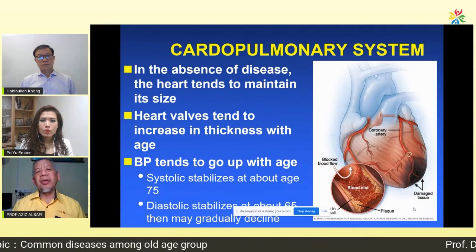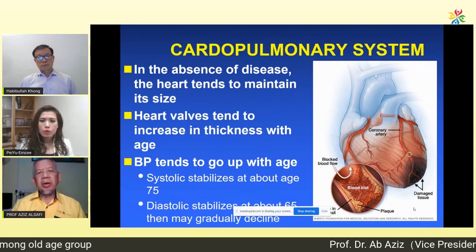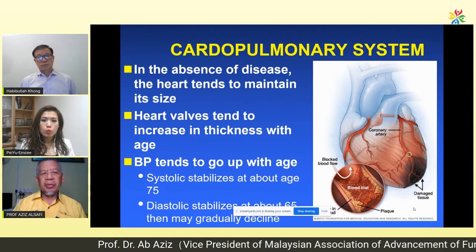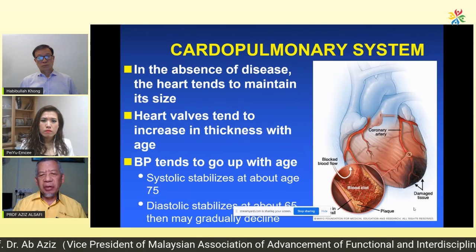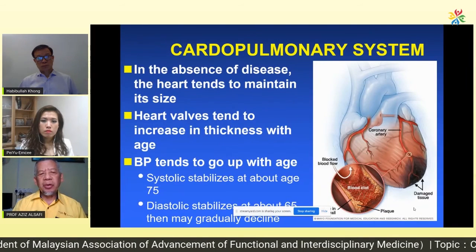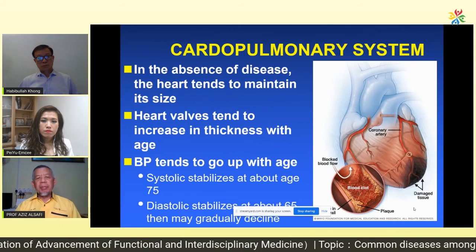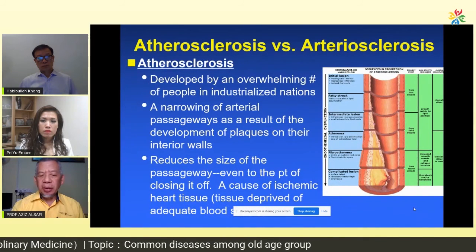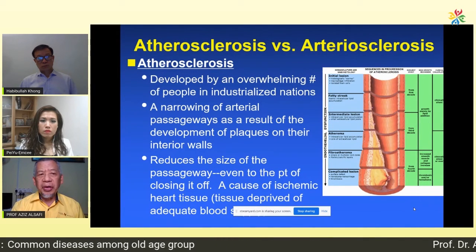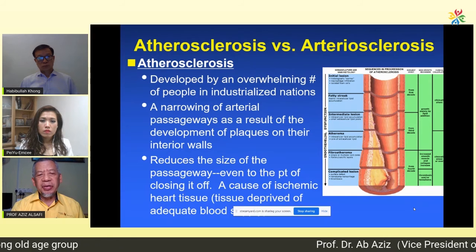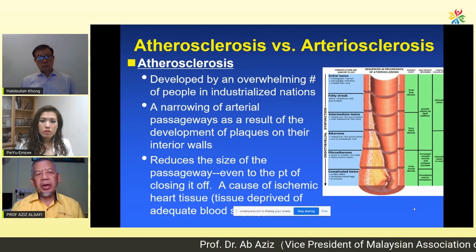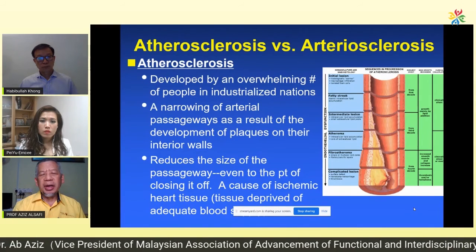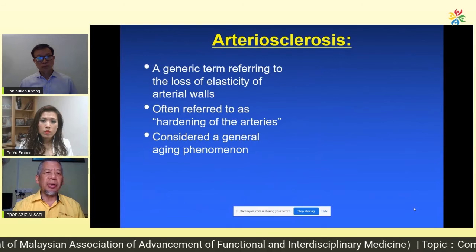Another important one, in fact the most important problem in the elderly, is the cardiopulmonary system. You see, in the absence of disease, the heart tends to maintain its size. However, as you grow old, the heart valves also tend to increase in thickness with age. BP tends to go up, and blood vessels tend to be blocked because of arteriosclerosis. You see, narrowing of the arterial passage is a result of the development of plaque on the interior wall. And this can be overcome by using the ECP machine, which I will describe later on.